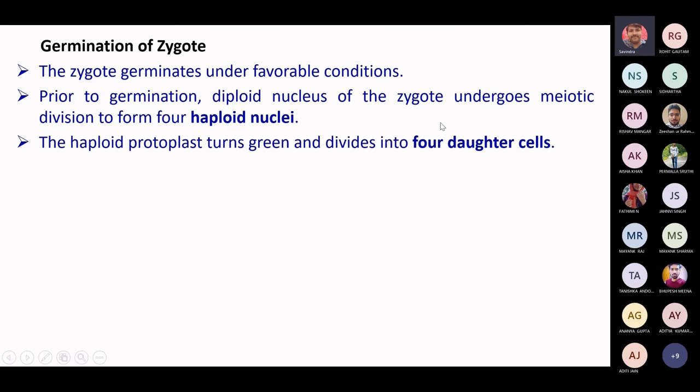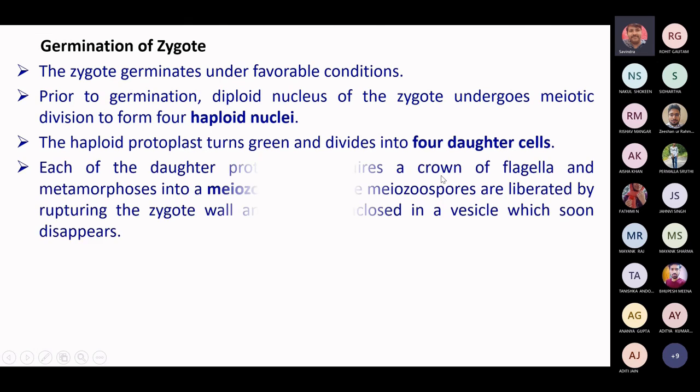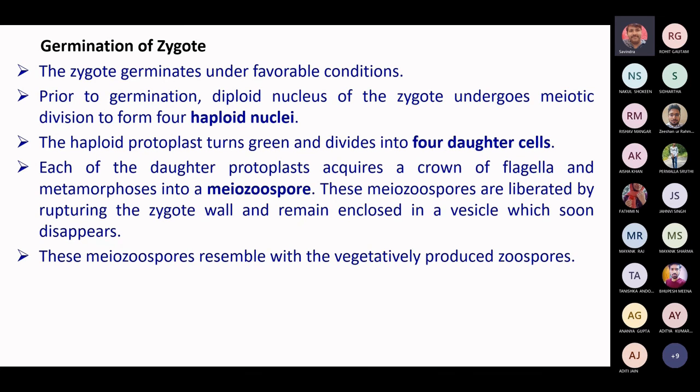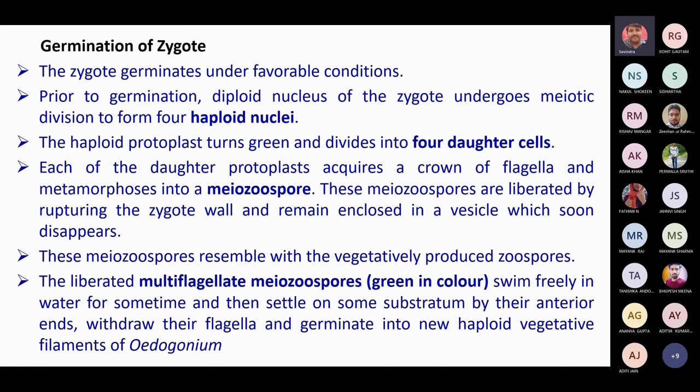It will divide into 4 daughter cells, and all daughter cells will come out in the form of meiozoospores. The meiozoospores are liberated by rupturing the zygote wall and remain enclosed in a vesicle which soon disappears. Whenever they find a suitable substratum, they get attached to that substratum and produce the new filament, as a multiflagellated meiozoospore or zoospore.